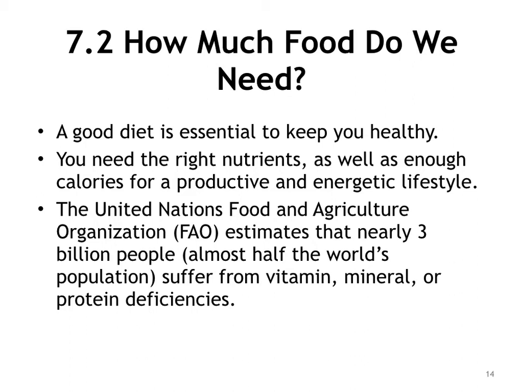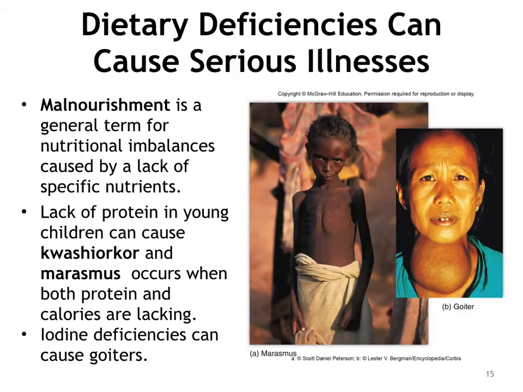As we can see in this slide, the United Nations Food and Agriculture Organization, FAO, estimates that nearly 3 billion people, almost half the world's population, suffer from vitamin, mineral, or protein deficiencies. Malnourishment is a general term for nutritional imbalances caused by a lack of specific nutrients.